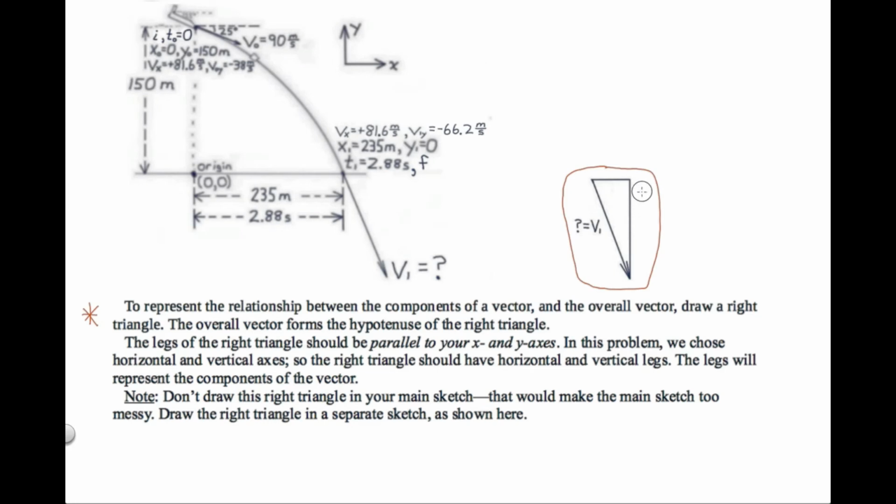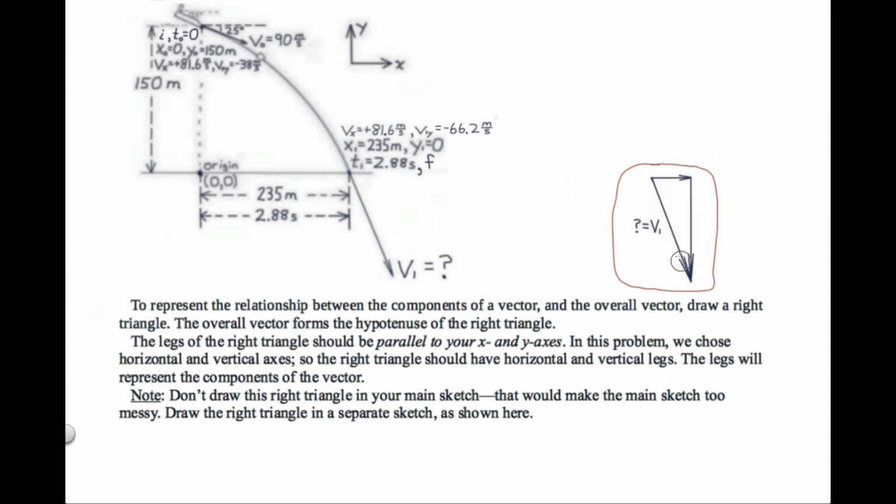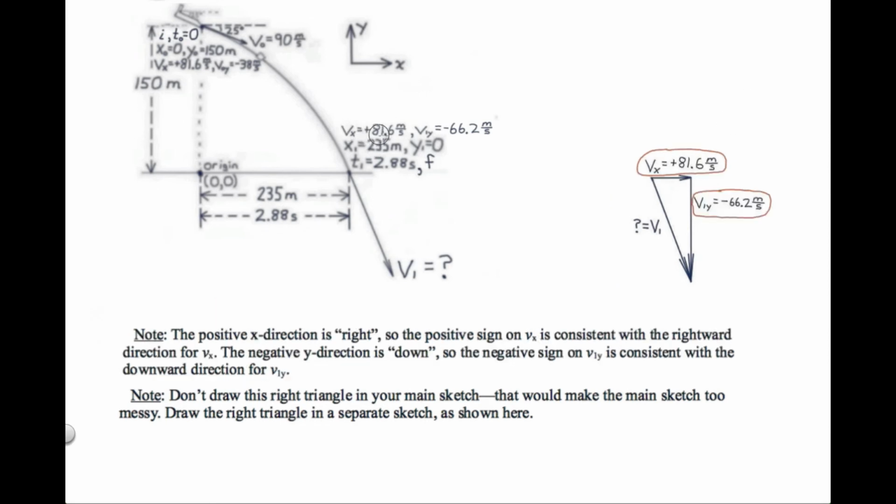Now let's draw a right triangle to represent the components. In this problem, we chose horizontal and vertical axes, so our right triangle should have horizontal and vertical legs. The overall vector points down and right, so the components point down and right. We know that v sub x is positive 81.6 meters per second. The result we figured out for v sub 1y is negative 66.2 meters per second.